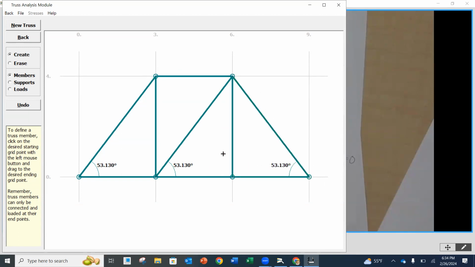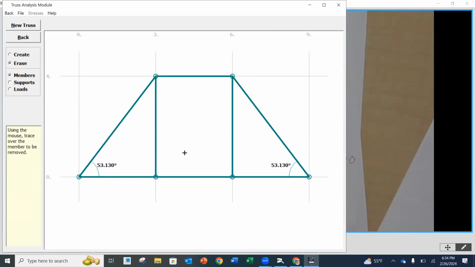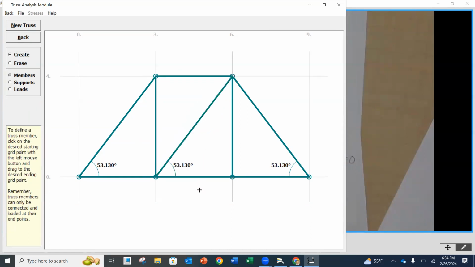Now, let's say I did one and it's not in the right orientation. You can hit Erase, keep Member here, and all you have to do is go over the top of it and it erases it. And then you can go back to Create, left click, and then go up where it needs to go. That's how you can erase something. It's not a sophisticated CAD system, okay? So it's kind of click, drag, and release when you get to the point.